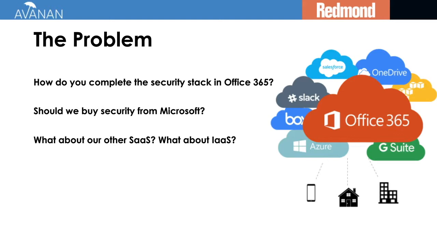And basically, first, how do you complete the security stack in Office 365? And then, if we treat Microsoft as two different companies, an application, a SaaS company providing Office 365, and then separately as a security company, Microsoft Security, should we be buying it from Microsoft, or like Scott asked, should we look elsewhere? And then, of course, big picture question, should we be talking about security for Office 365 or security for all of our cloud? And that is, of course, both SaaS and infrastructure as a service.